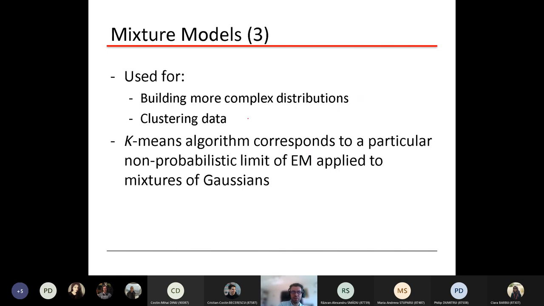I told you last time, about 2 weeks ago, that one of the mixture models for NLP, which is very much used for topic modeling, is called LDA, latent Dirichlet allocation. It's used for topic modeling, which is a way of clustering documents that have the same topic. It's a little bit more complex than that.